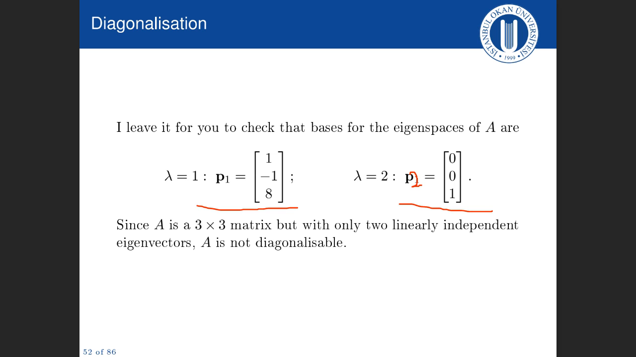The eigenspace corresponding to 1 is one-dimensional, and the eigenspace corresponding to 2 is also one-dimensional. That means that we have a 3×3 matrix, but we only have 2 linearly independent eigenvectors. We do not have enough linearly independent eigenvectors to write down P, so A is not diagonalizable. By the theorem from the break, a matrix is diagonalizable if and only if we have n linearly independent eigenvectors.